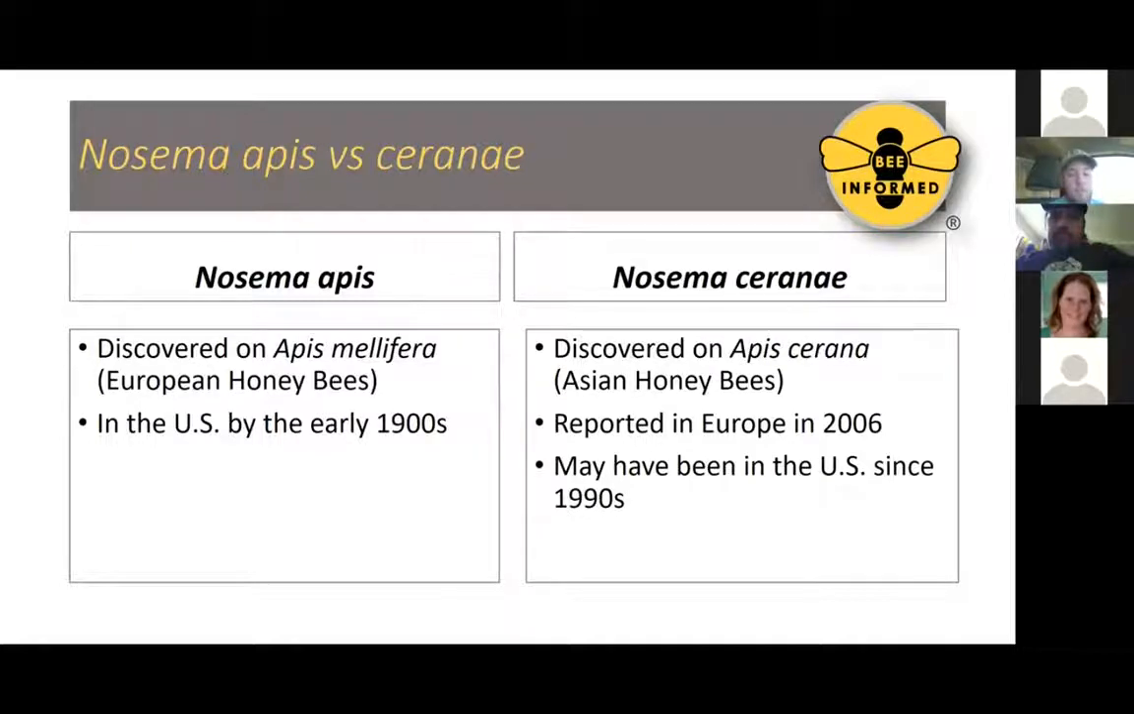The first report of Nozema cerani was in Europe in 2006, but it was believed to have been in the U.S. since the 1990s. It was first discovered on the Asian honeybee, but now it affects other Apis species and also non-Apis species.